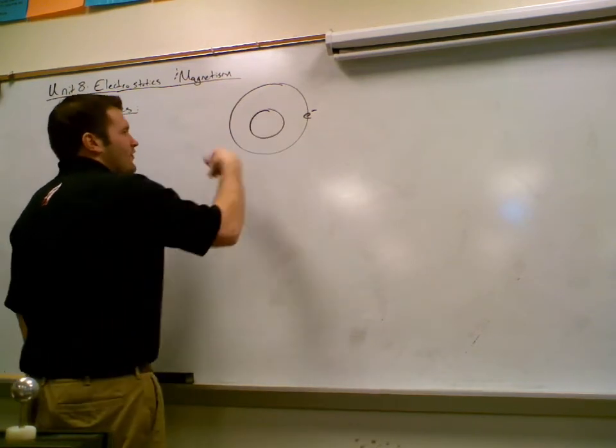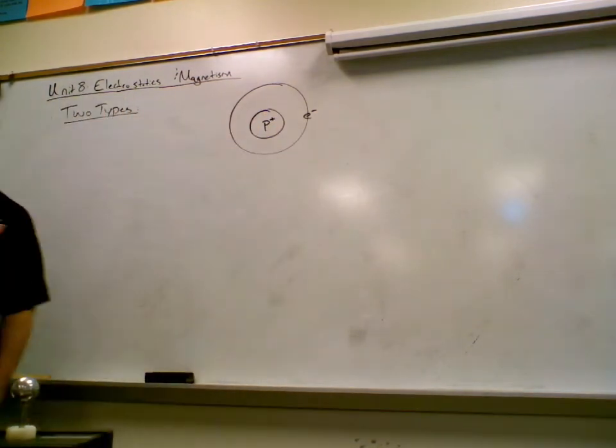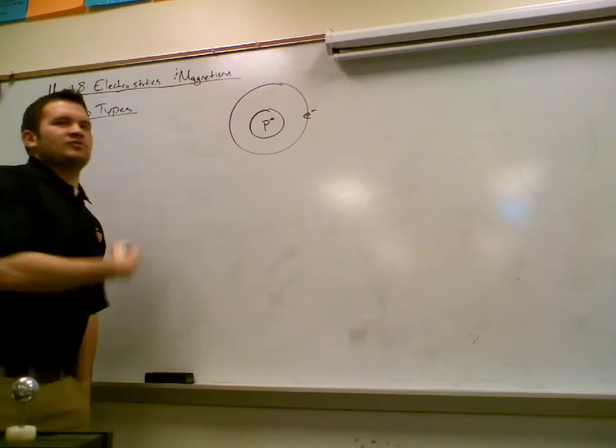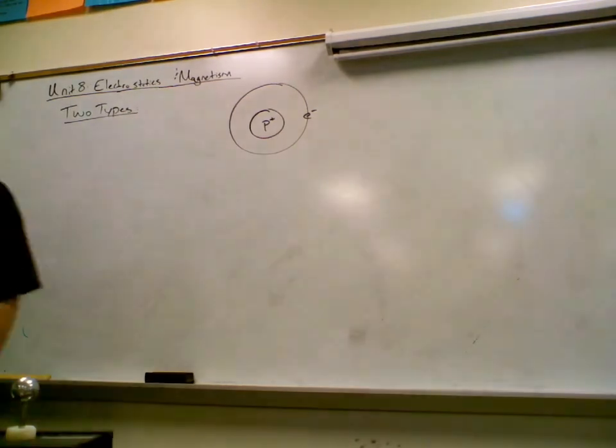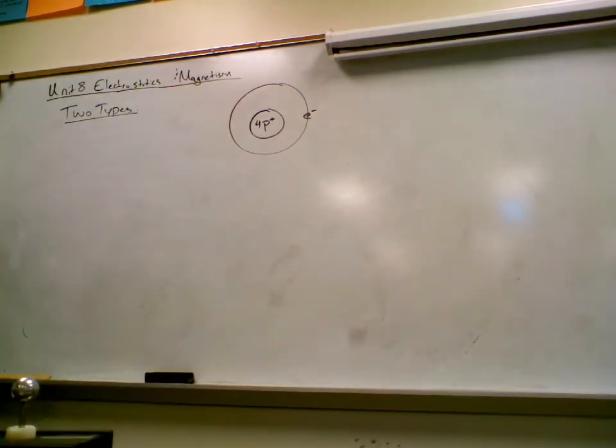Now, if I start adding protons to this atom, what happens to the atom? It becomes a new element. If I add one proton, this becomes helium. If I add another proton, it becomes lithium. If I add another proton, it becomes beryllium. And we'll stop there because I did a 6th grade project on beryllium. All right, so if I have 4 protons in the middle, how many electrons do we have around the outside?